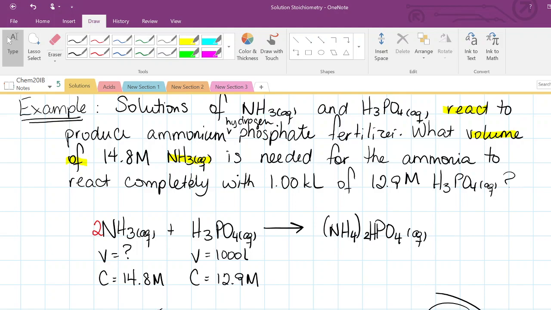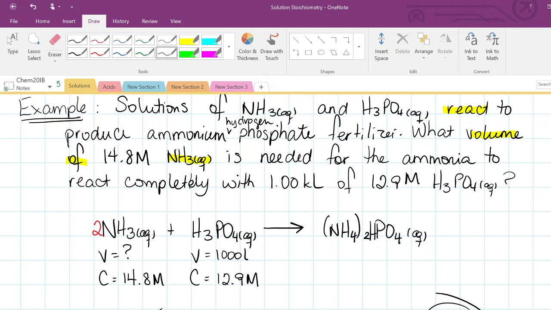And then they tell me 12.9 molar phosphoric acid. So I write that down. I write this down as I'm reading the question. Now I can visually see what the setup is. I've got quantitative information for one part of my reaction. I've got information for a second part, and they're asking me about some unknown on that second part. That right there indicates to me that I have to do some sort of a stoichiometric analysis.